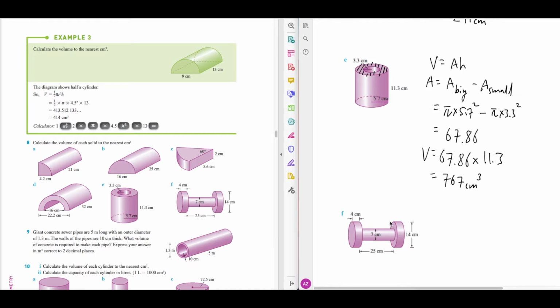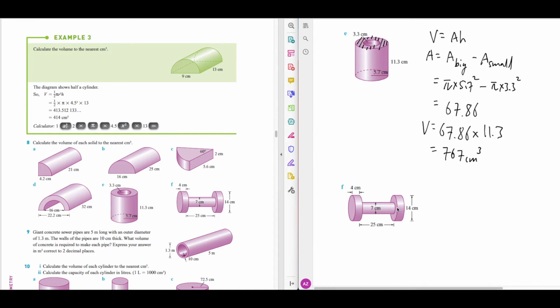All right, so that's question E. Let's take a look at question F. Now to do question F, we know this is not a prism. So what you need to do is find the volumes of these three shapes and then add them together, right?